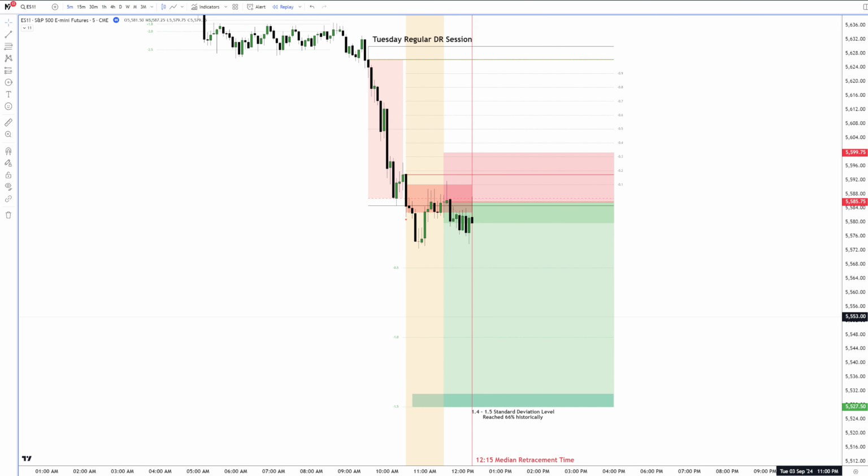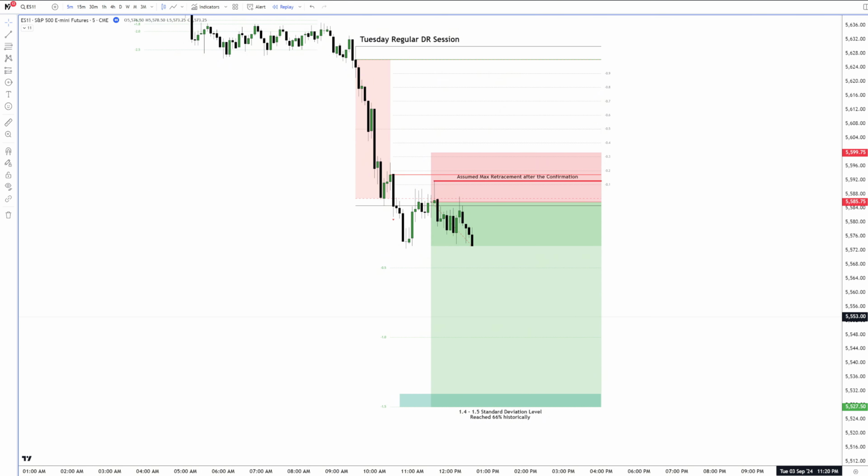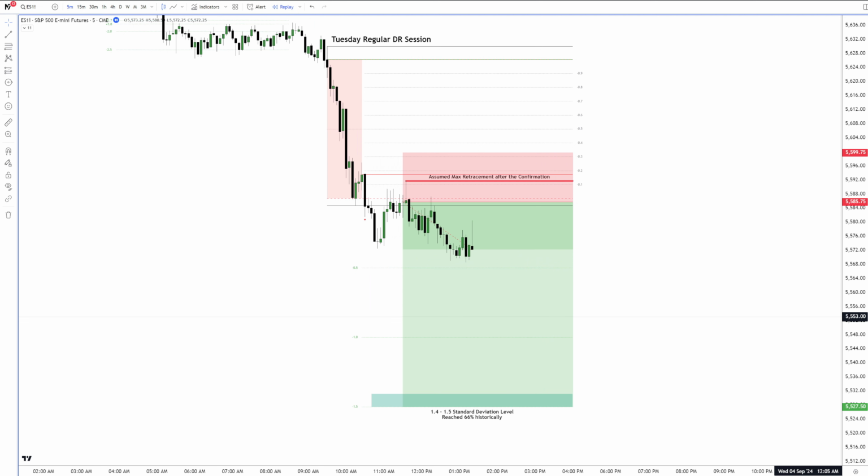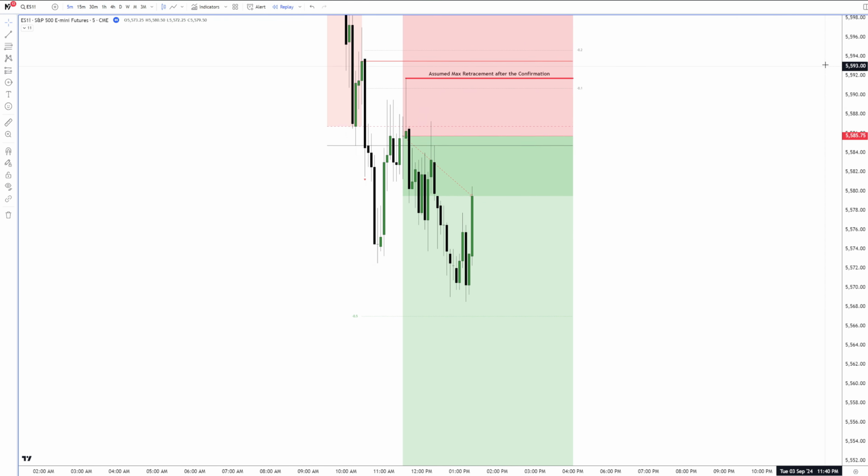Now it's past 12:15 p.m. and more than 50% of retracements are done. We can assume that this is the highest retracement after the confirmation has happened with a higher probability. What's happening here? Would you be scared of holding your position? Of course not. Price just rebalanced an open magnetic volume imbalance.